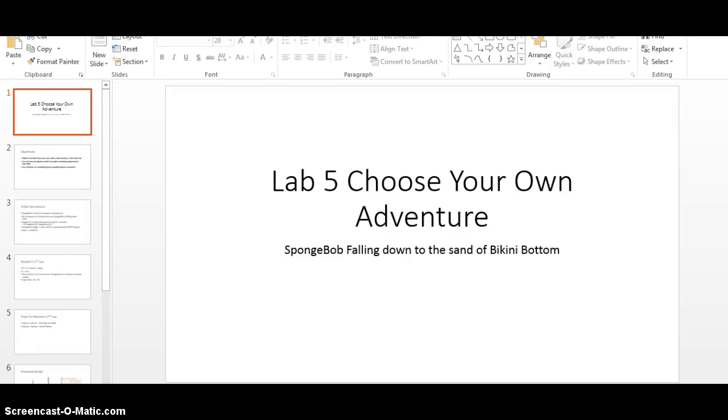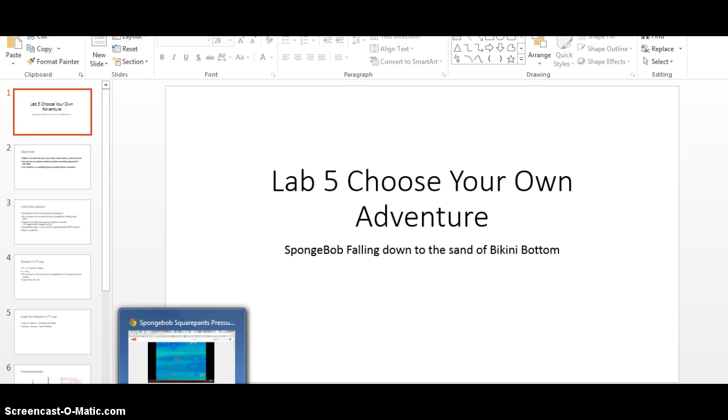For Lab 5, Choose Your Own Adventure, I'll be analyzing SpongeBob falling down to the sand of the town Bikini Bottom. I'll start off by showing you a clip of SpongeBob as he is falling down.